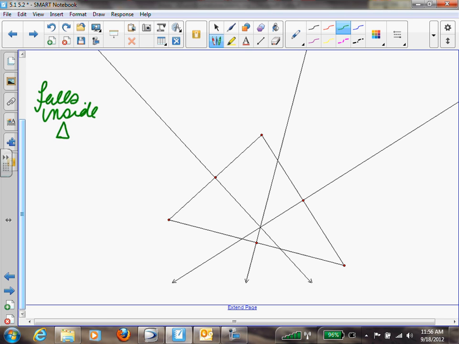Abby? Somewhere inside. Acutes are always inside. Obtuse is always outside. Right, always on the hypotenuse.